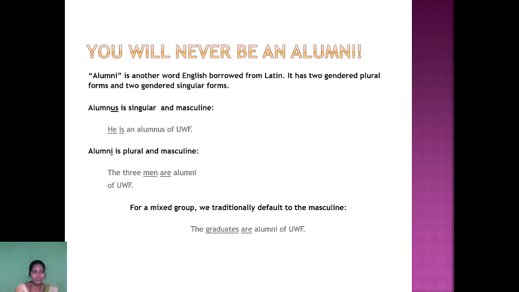What is the difference? Alumnus is considered a singular one, and alumni is considered a group of persons, whether one, two, three or whatever it is. That's why we use alumni as a plural as well as a masculine form. That's why we use the example: "The three men are alumni of UWF."